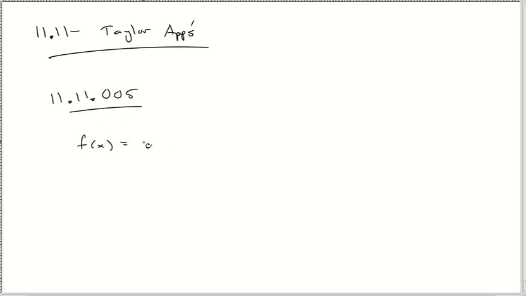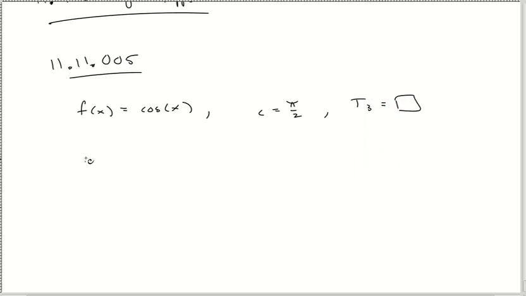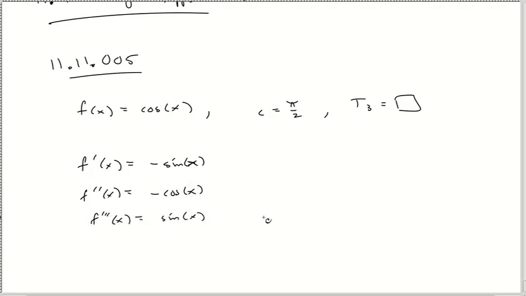So we have f of x equal to cosine x. They say that c is equal to pi over 2, thus it is a Taylor series, and they want us to find T3. What they're trying to get at is we're going to go to the third derivative. So f prime is going to be negative sine of x. The second derivative is negative cosine, and finally the third derivative comes back to a positive sine.